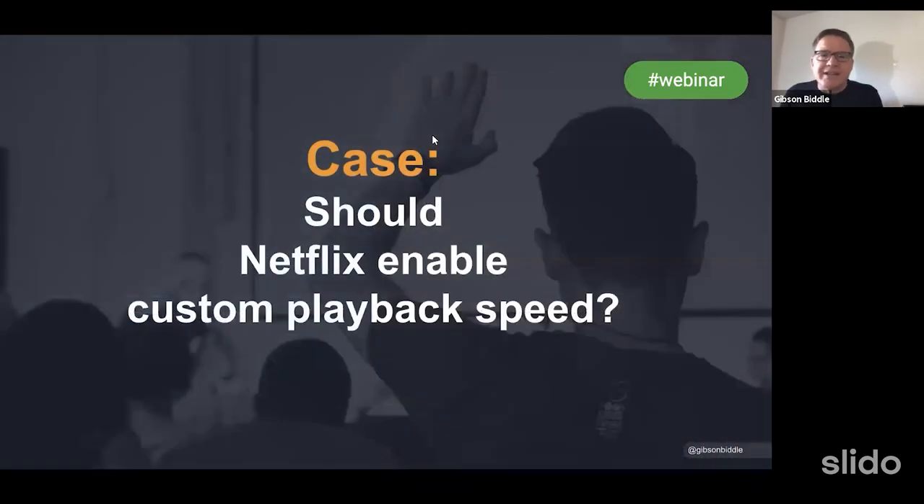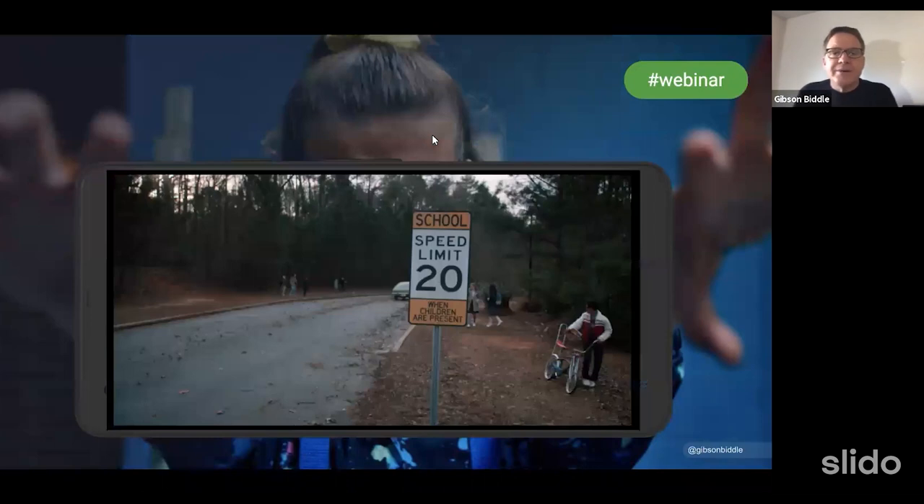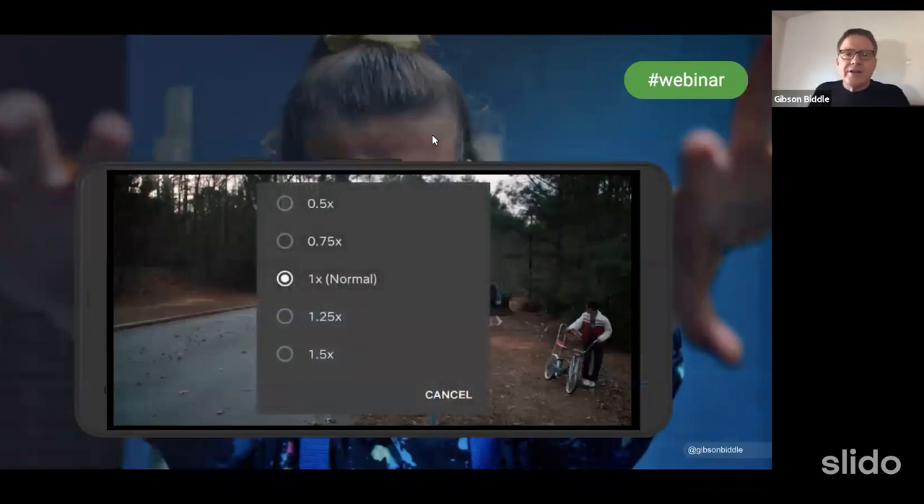All right, so now we come to the case. I've given you some context. Here's the question: should Netflix enable custom playback speed? And so here's a little bit, okay? I'm doing like a Stranger Things theme today. And here's another Stranger Things thing. But here's the question: should Netflix allow folks to speed up?